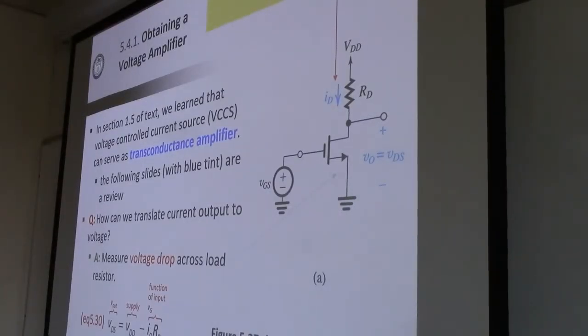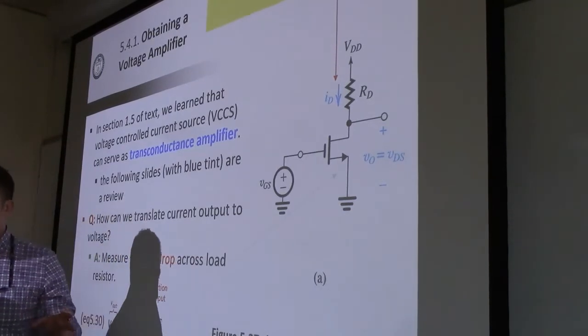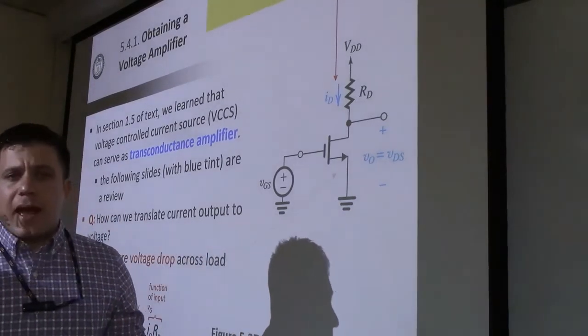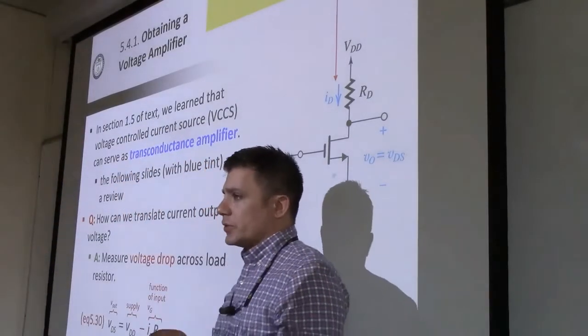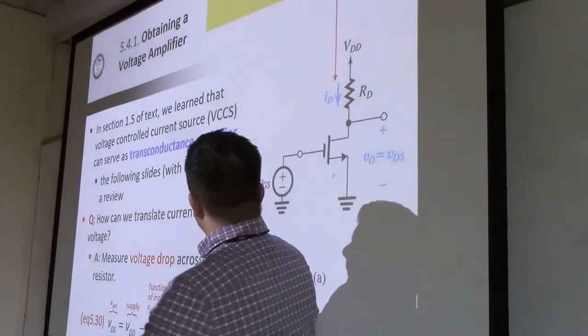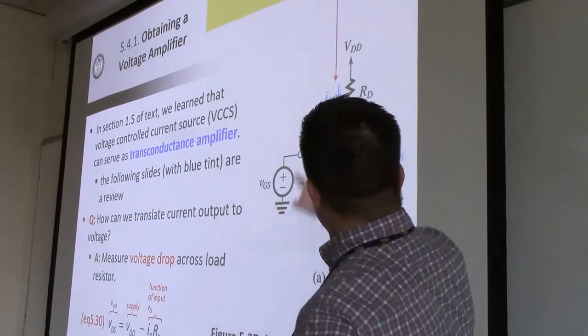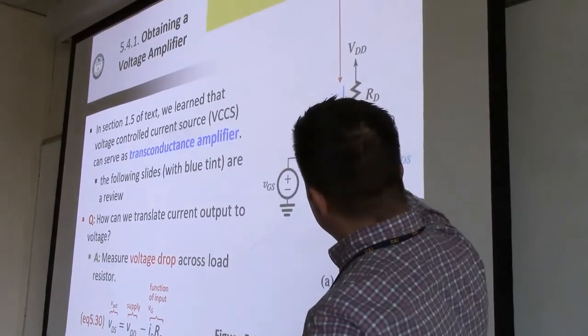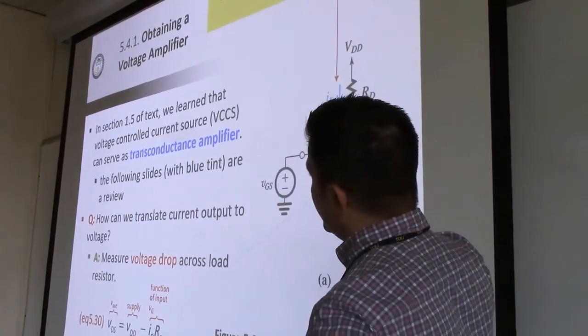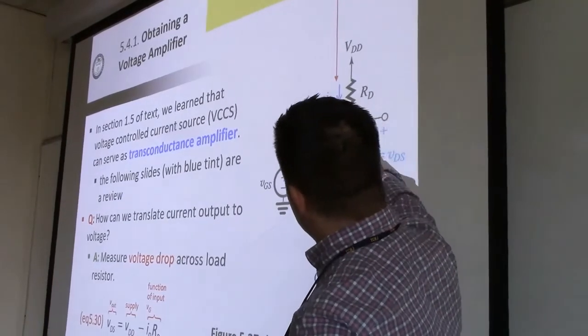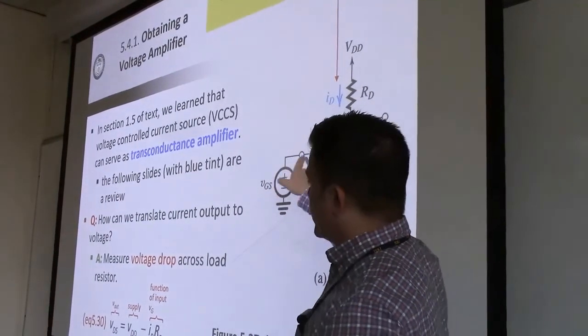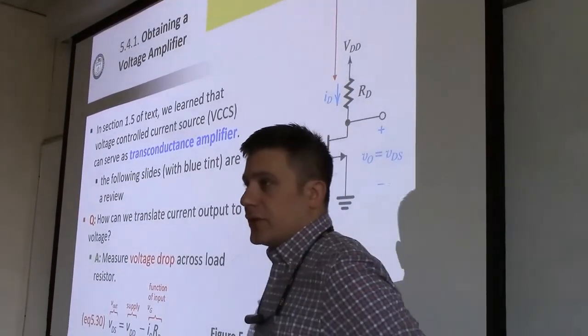Okay, so we have already talked about how we can look at the MOSFET when it's in the saturation region. We can look at it as a voltage-controlled current source, where the current source behavior is between the drain and the source. This is essentially where your current source would be, and the voltage control is your VGS.